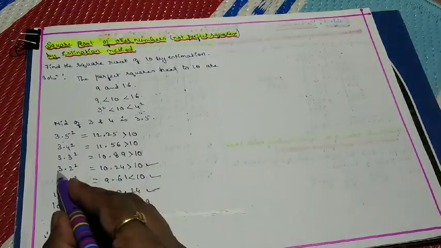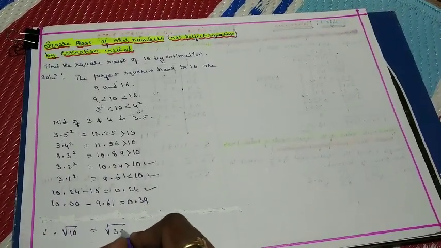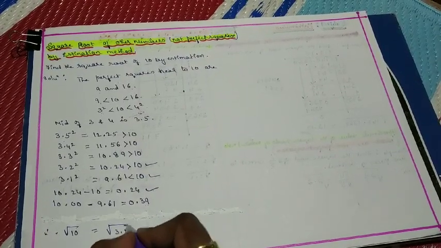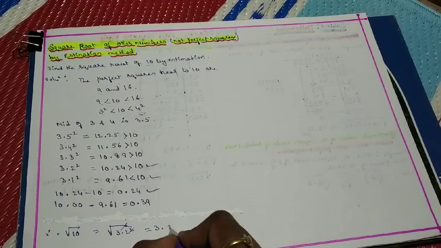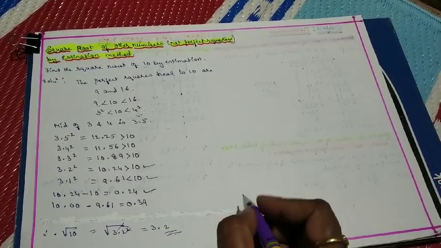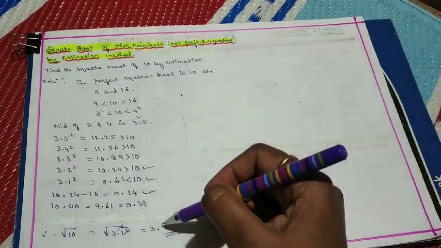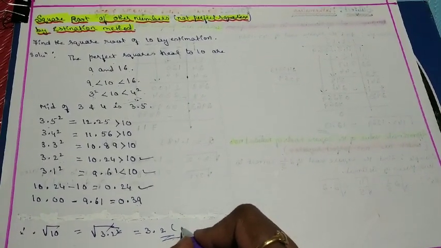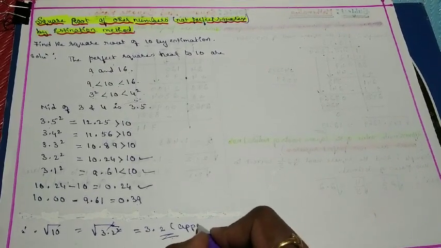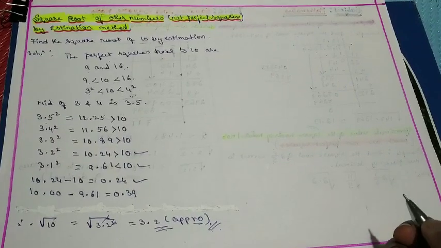10.24, which we got from 3.2 squared. That is the square root of 3.2 whole squared. Then the square and root cancel. It's nothing but 3.2. This is the approximate value for the square root of 10, nearest to one decimal place. And here we are finding it by estimation. Therefore, we need to write approximate. Hope this is clear, children, to you.